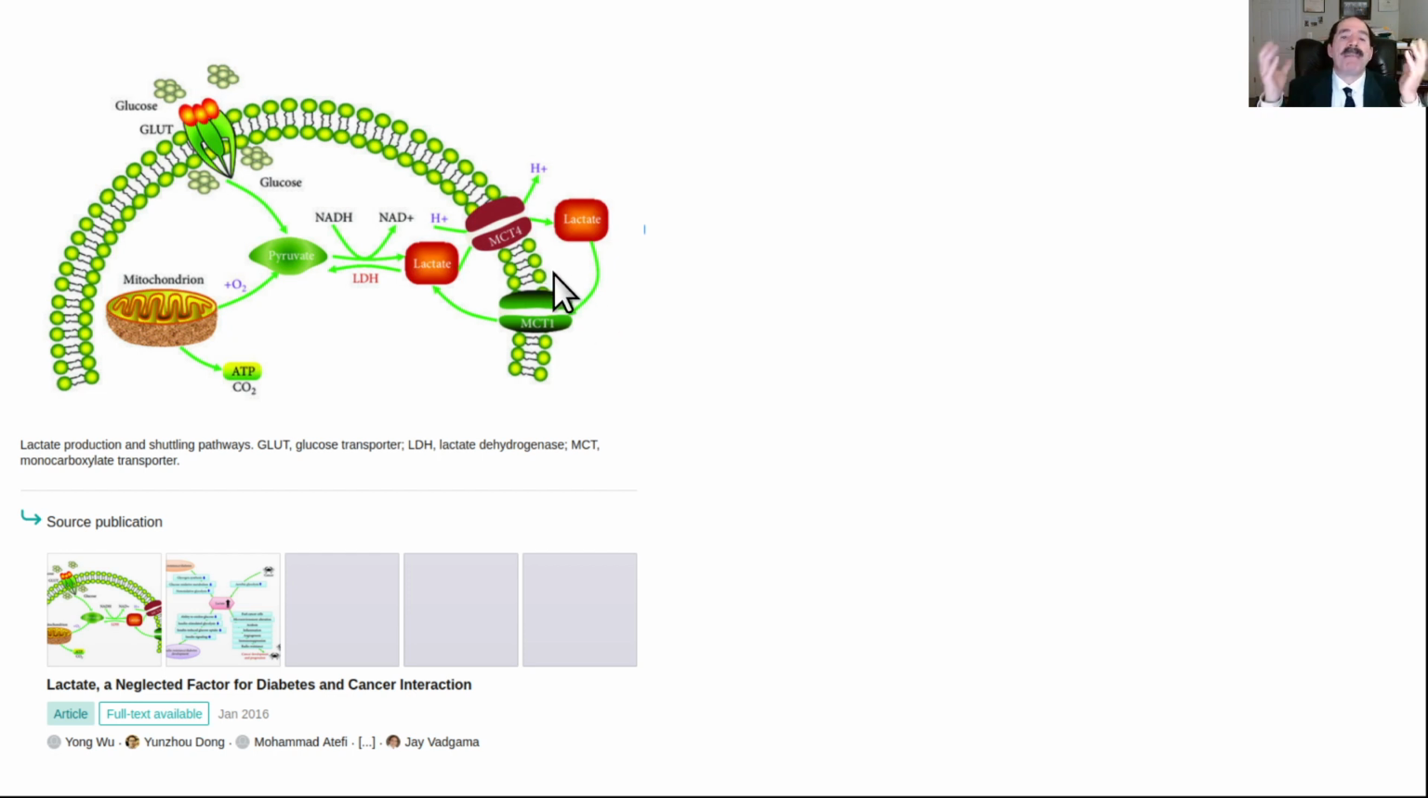monocarboxylate transporter. It's called a monocarboxylate transporter because on these 3-carbon molecules, there's only one carboxylic acid. There's one carboxylic acid on lactate, okay? And same thing on pyruvate. There's just one carboxylic acid on the 3-carbon molecule.